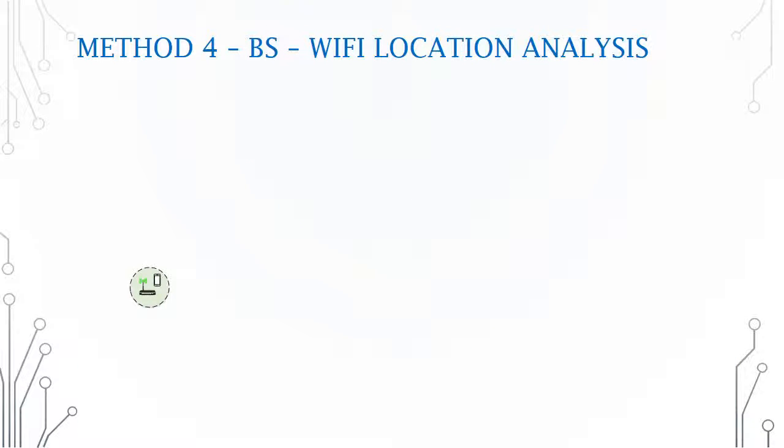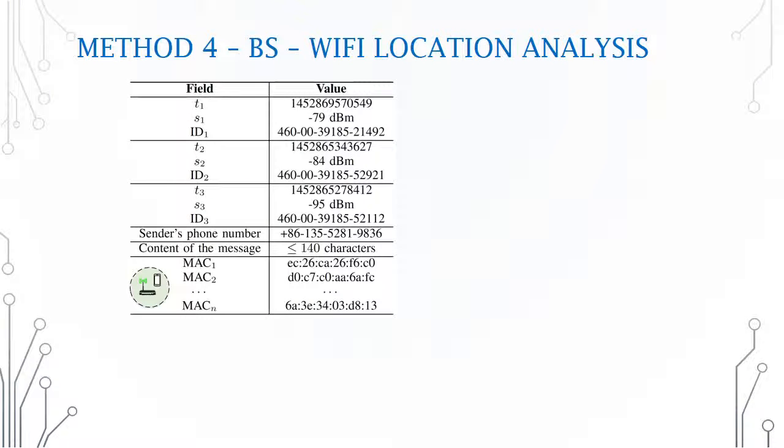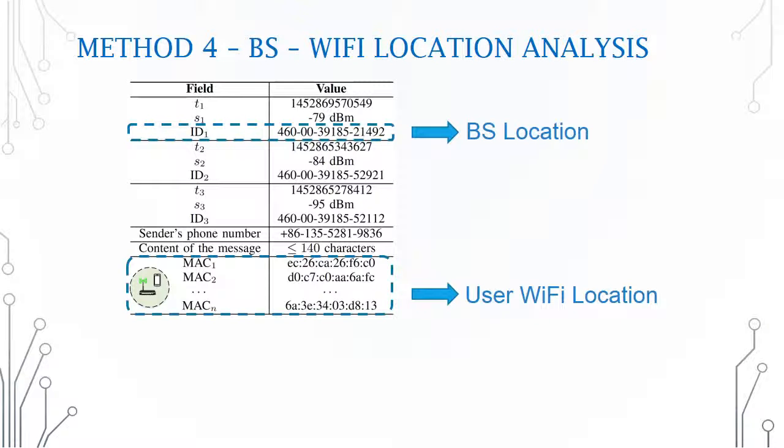Method 4, called the base station Wi-Fi location analysis, is based on the user-generated report. The user-generated report includes the most recently connected base station ID, which actually can map to a fixed base station location generated from the carrier details, and also the Wi-Fi access point location that is part of the user report. The idea is that this base station location information and the user Wi-Fi location should be pretty close to each other and they cannot be far off.